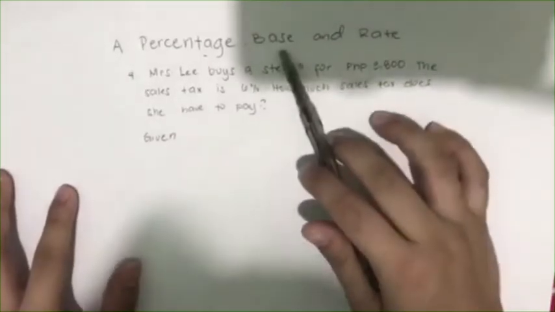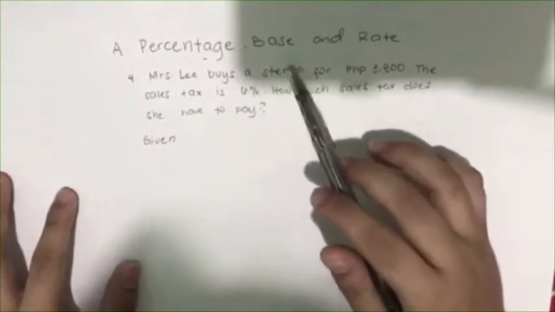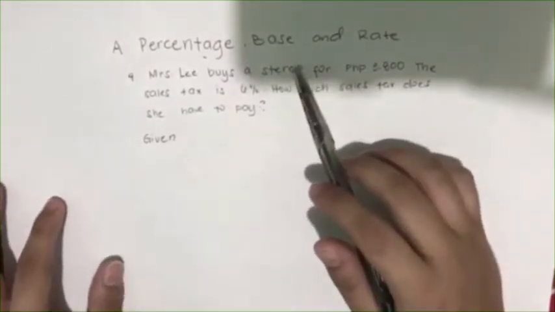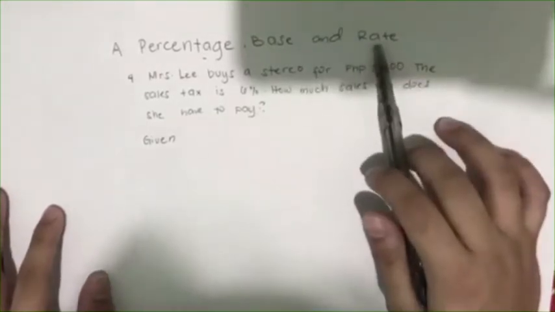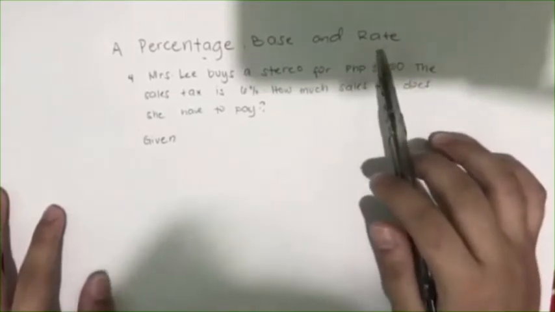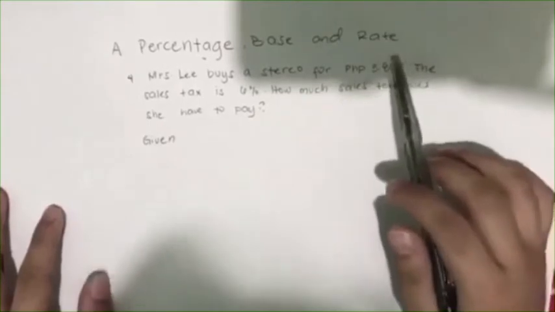Ang base naman, ito yung total value or amount ng isang bagay or item. At ang rate naman, usually, ito ay naka-percentage form. Ito yung nagpapakita kung ilang percent ba ang kailangan natin ibawas or idagdag para makuha ang total.